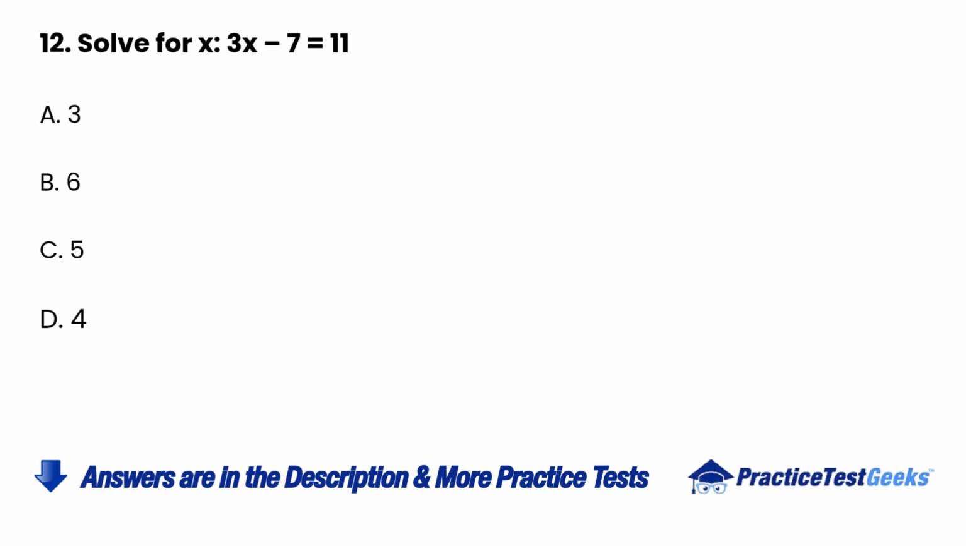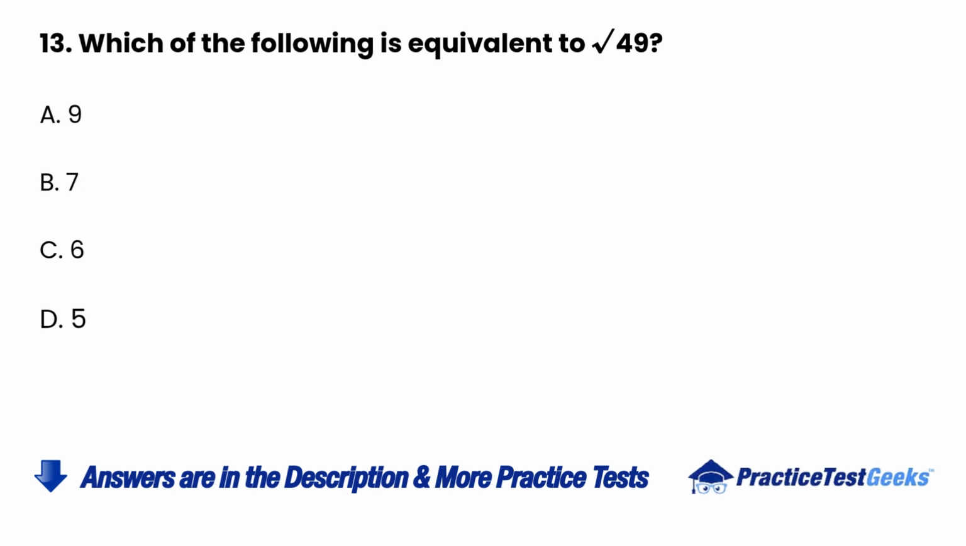12. Solve for x: 3x - 7 = 11. A. 3. B. 6. C. 5. D. 4.